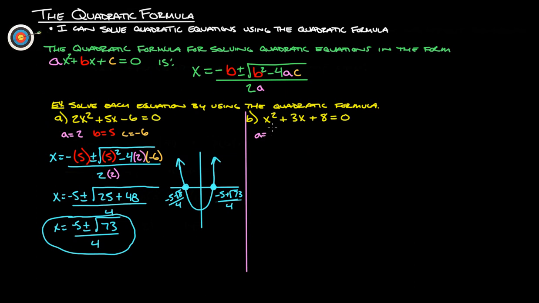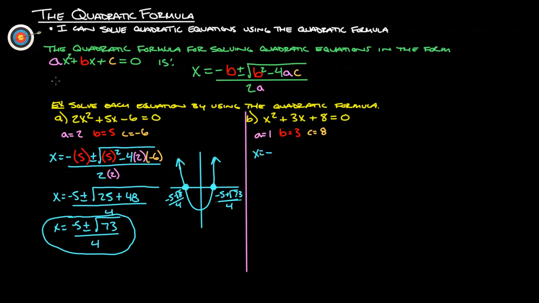So A in this case is going to be whatever number is in front of x squared, which there isn't one. So basically ask yourself, how many x squareds do we have? 1. So A is going to equal 1. Okay, B is going to be whatever's in front of the x, which is 3. And then C is going to be the constant here, which is 8. Okay, so now we are going to plug this into our quadratic formula.